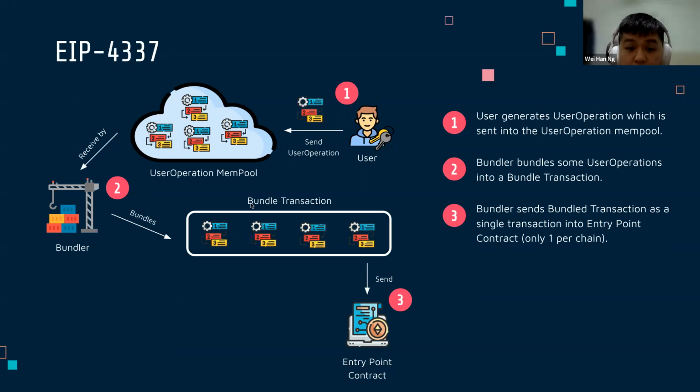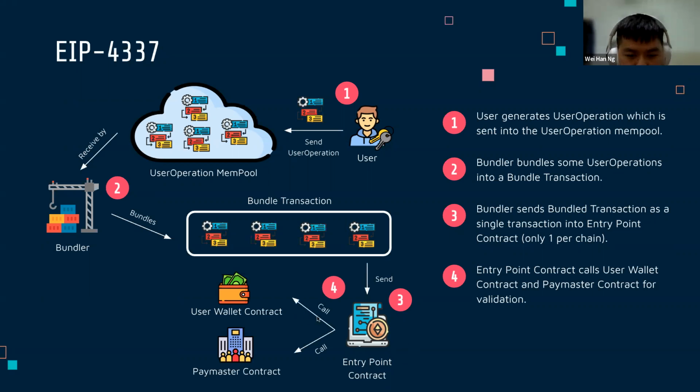Once you send the bundle transaction into the entry point contract, you would call two different contracts. One is the user wallet contract. The second one is the paymaster contract, right? So from this diagram, for now, you can see how the decoupling, or the separation of concerns, works. The user is here and his account is here, right? Or his wallet is here. So it's totally decoupled, right? They are not merged together, right?